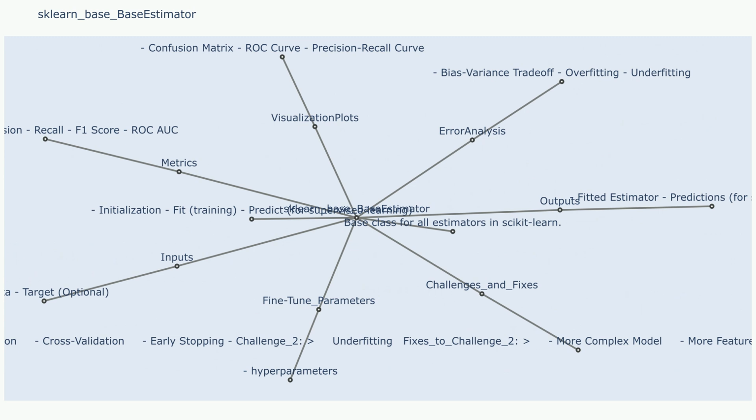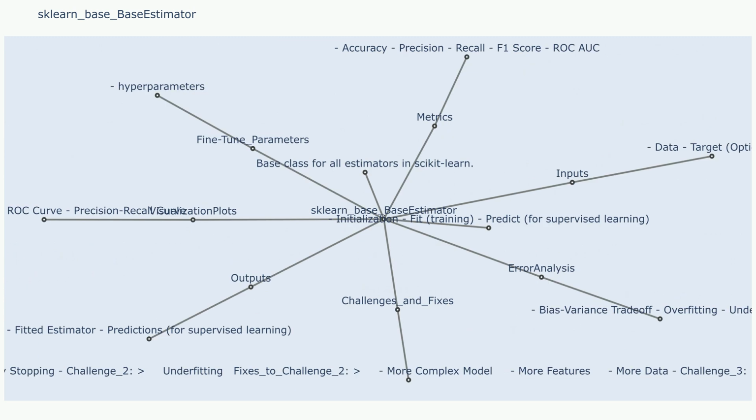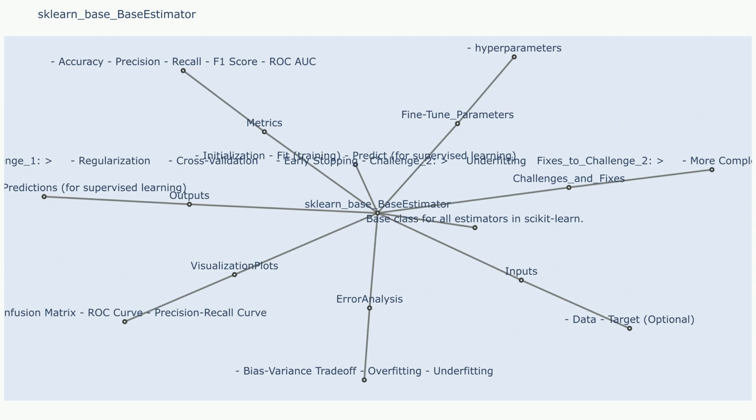Uncertainty methods. Confidence intervals provide a range of values within which the true value is likely to lie. Bayesian inference incorporates prior knowledge and uses probability distributions to estimate the uncertainty in model parameters. Bootstrapping, resampling with replacement to estimate the uncertainty in predictions.